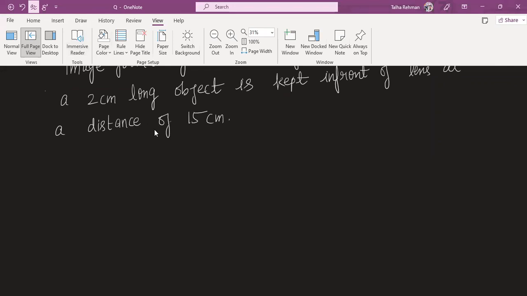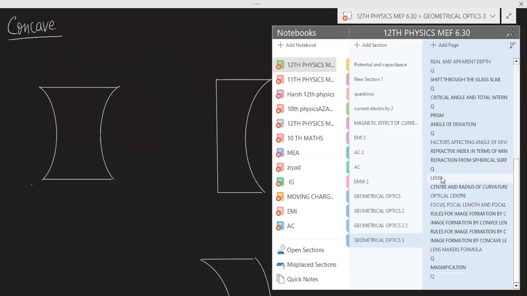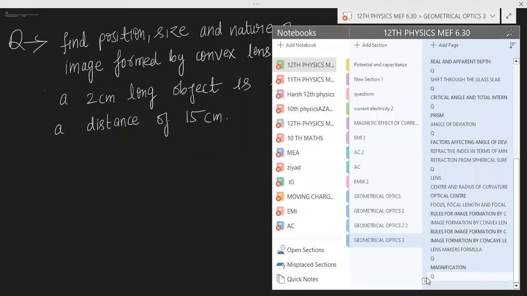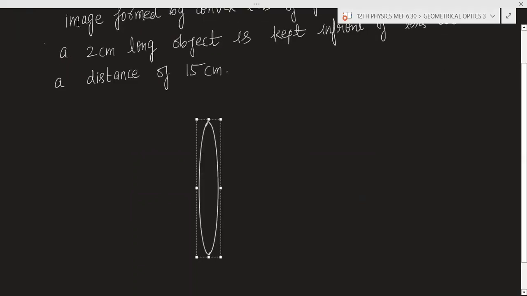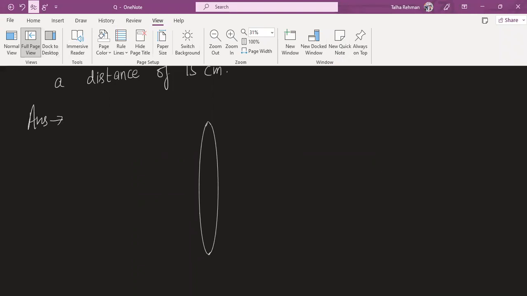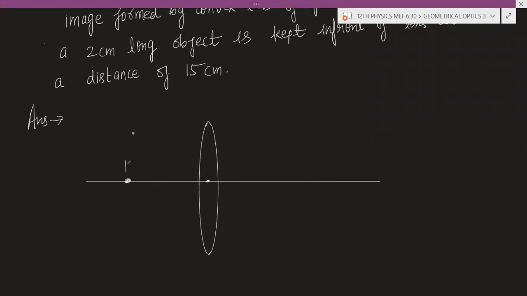So there is a convex lens, this type of lens. A lens is there, and an object is placed at a distance of 15 centimeter from this lens. So we have to draw the principal axis. This is the principal axis, and the object is placed here at a distance of 15 centimeter from the lens. So object distance u is 15, and the light from the object will be in this direction.